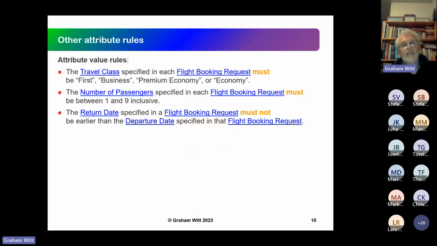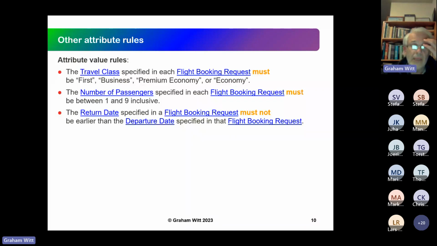Okay, there's various other rules. We can have enumerations. So travel class must be one of those four. We can have ranges of values. There's a historical matter here that the system, which is still being used for international flight bookings, only ever used one digit for the number of passengers, and they're stuck with it. It's a bit like the year 2000 problem, that they decided 9 was a suitable maximum, and that's not going to change for any time yet.